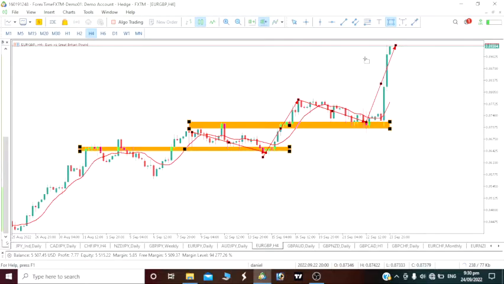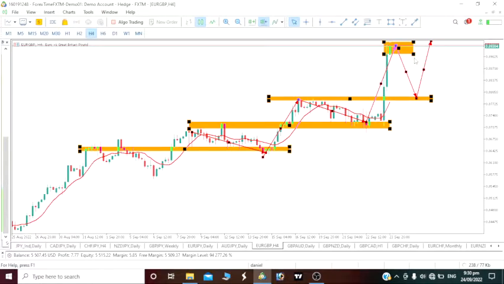So guys, this pullback we will be expecting to actually drop to this level. So guys, watch out for a pullback. Pullback will be expected to happen anytime. So once that pullback happens, I believe it will test this level, and again another bullish move should be made to break these previous highs.